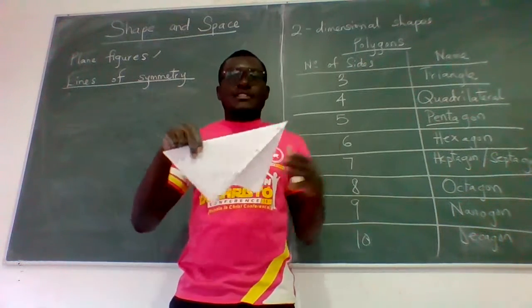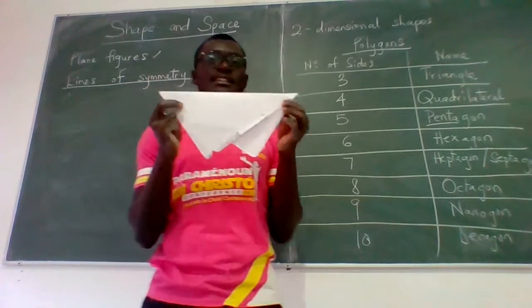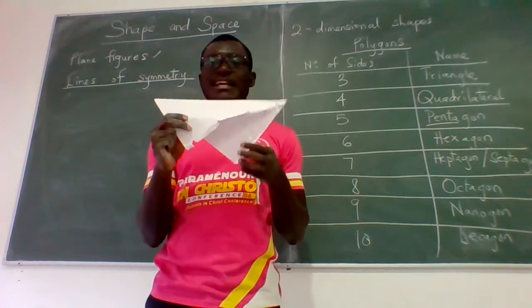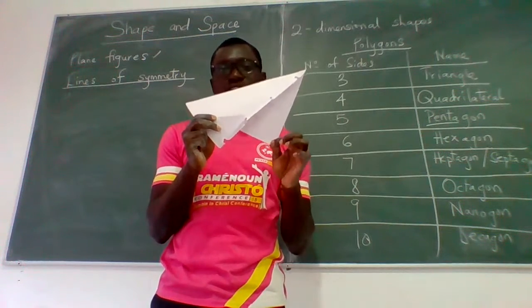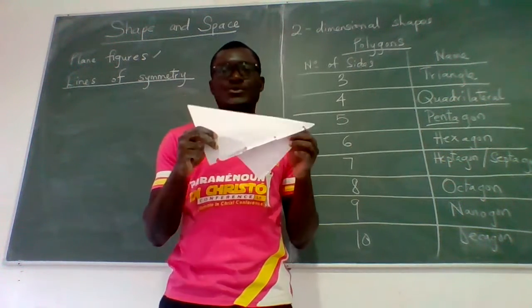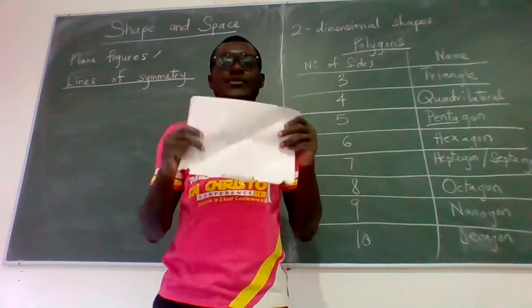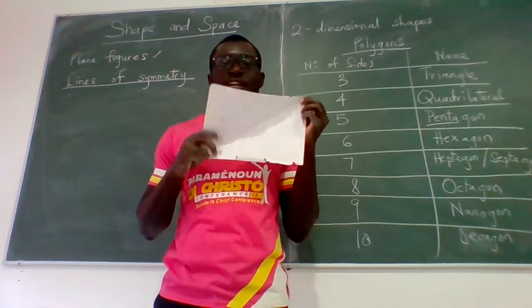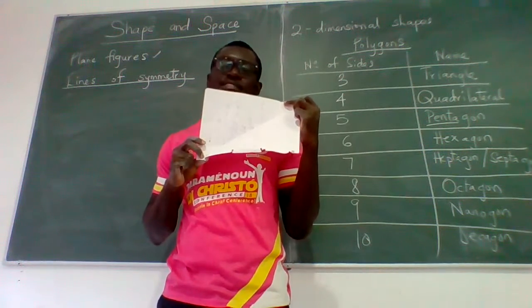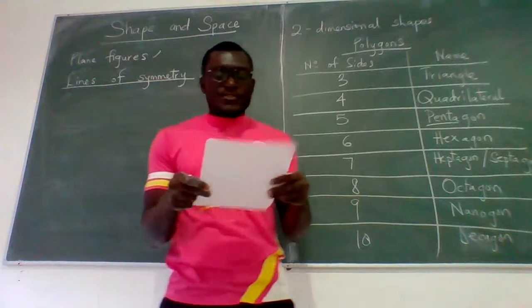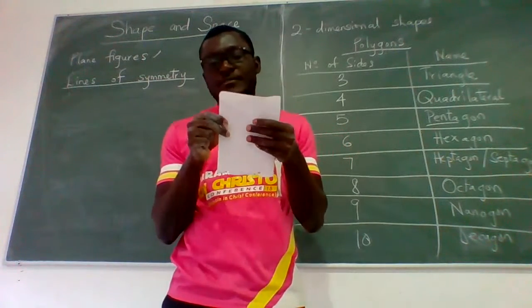Let's see what happens. You see, yes, now I've divided this sheet into two. However, this portion is not lying exactly on this portion. So then I can't consider this line which is passing through this corner to this corner as a line of symmetry. Okay. Now let's try folding it this way.